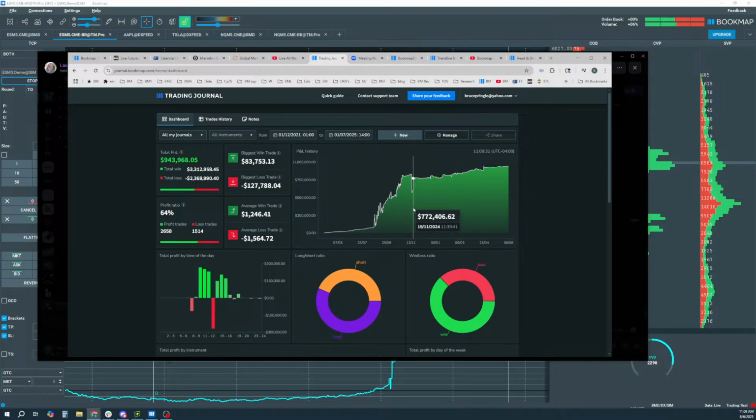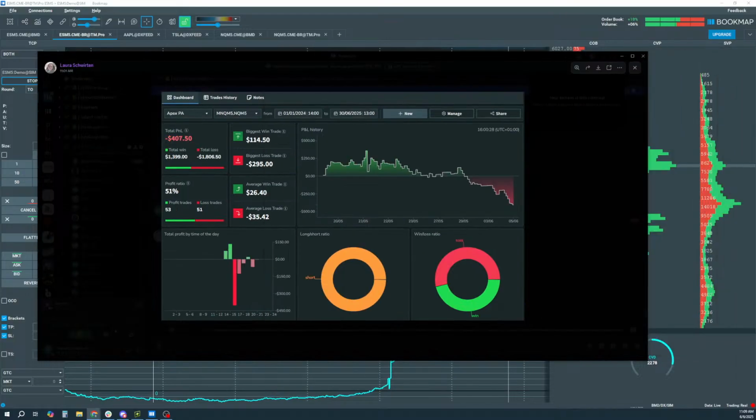So if you're worried about your profit loss ratio, don't. Just make sure you're controlling the winners versus your losers in there.